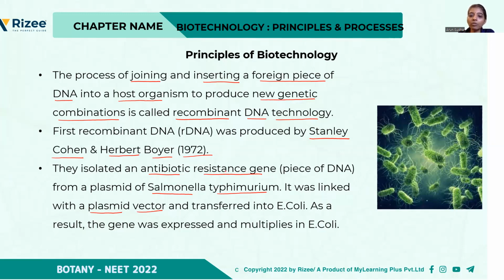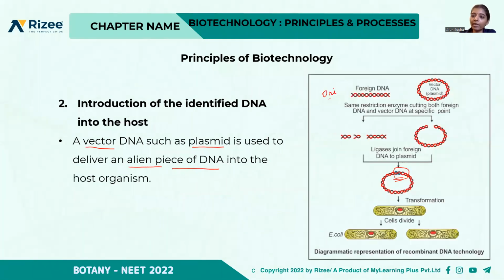So this piece of DNA, linked with the plasmid vector, is transferred into E. coli. It is the same process we saw in the picture, as foreign DNA. Here the foreign DNA is nothing but the antibiotic resistance gene from Salmonella typhimurium. Now this foreign DNA is combined with another vector DNA. So this is the basic process.